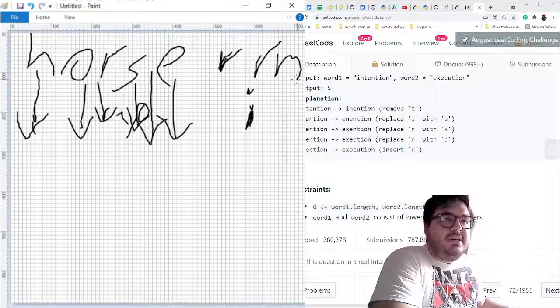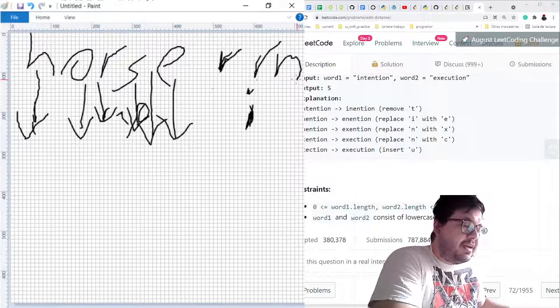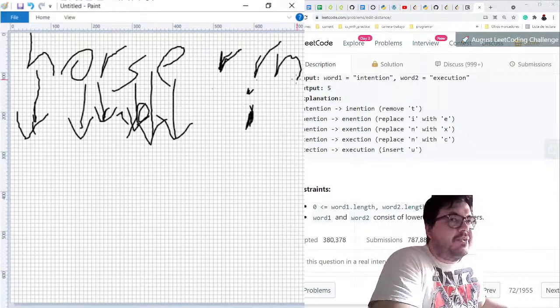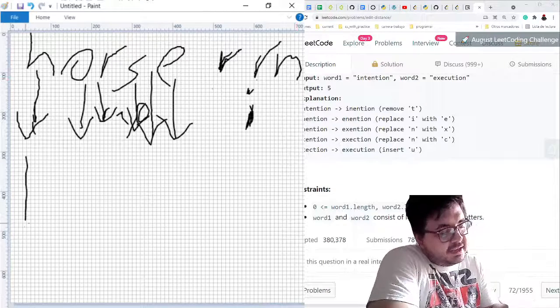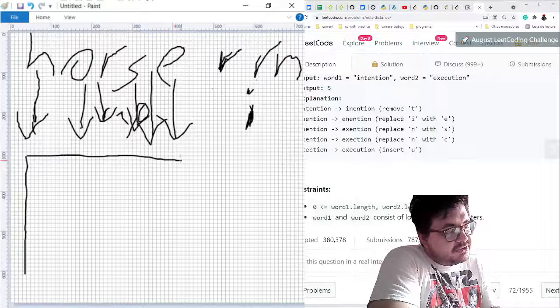I need to check all the solutions, and if this is a dynamic programming problem, I have a matrix.